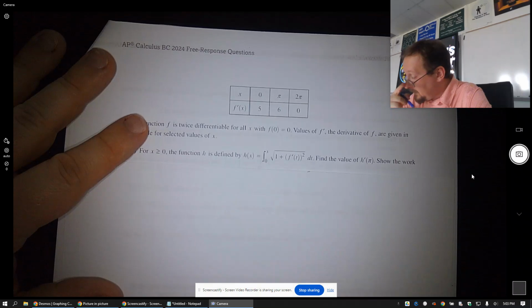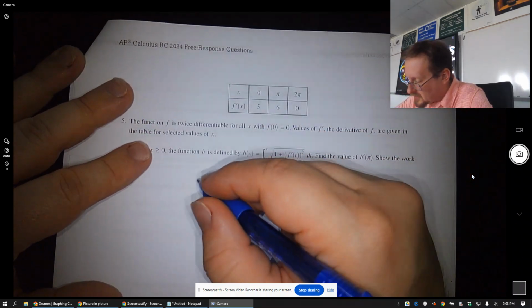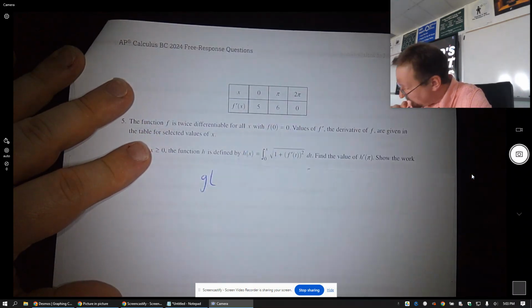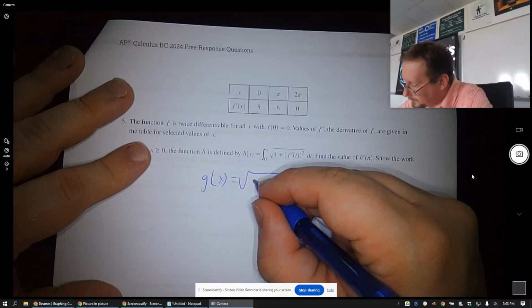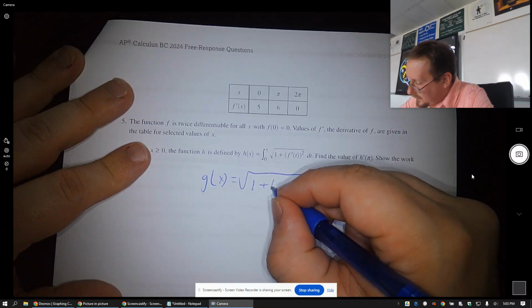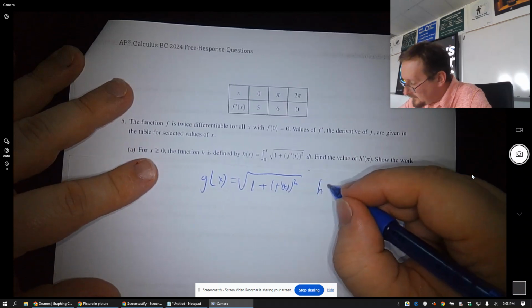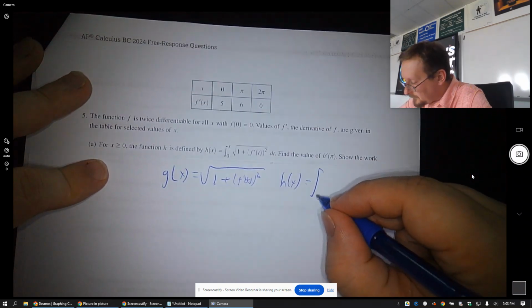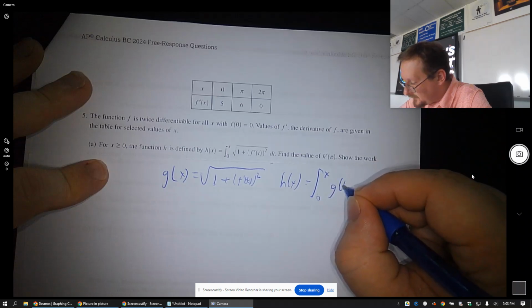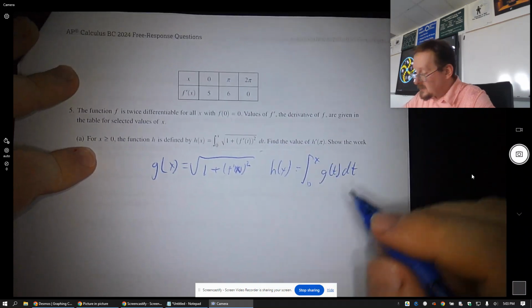Okay, so what I'm going to do, again, I have to do this every time, I'm going to just make up a new function. I'm going to call it g, because that's a letter that's not being used yet. So let g of x be the square root of 1 plus f prime of t squared. And then that means that h is the integral from 0 to x of g of t dt. Okay. So I have to do this every time.